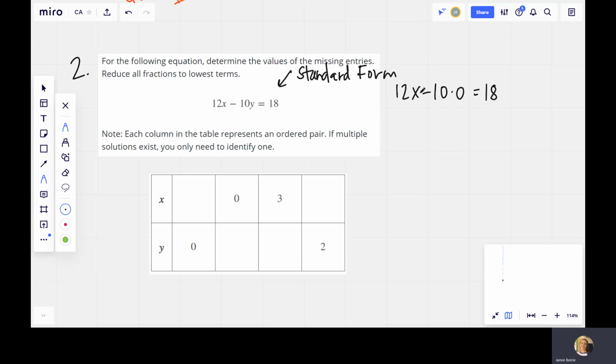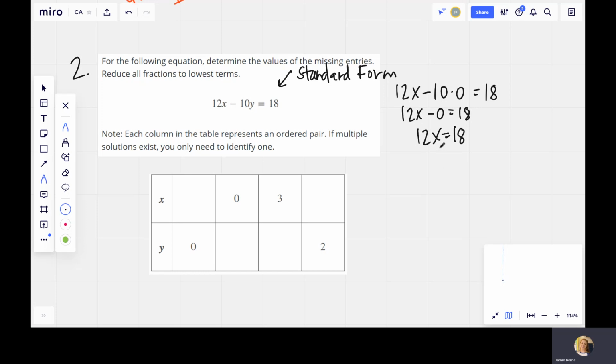All right, so we have 12x minus 10 times 0. 10 times 0 is 0. So that's really like 12x minus 0. And we know that 12x minus 0 is just 12x. All right, so I wrote that extra step in there. You could probably do that part in your head.